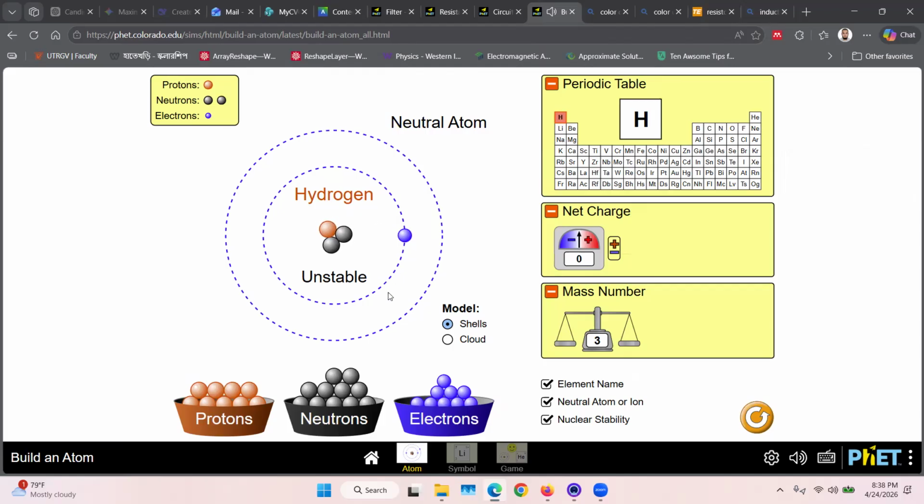And I will explain actually. And the mass number is 3, because the mass number is nothing but the sum of the neutron number and proton number inside the nucleus. That's how it is the mass number. I'll explain more in that video.